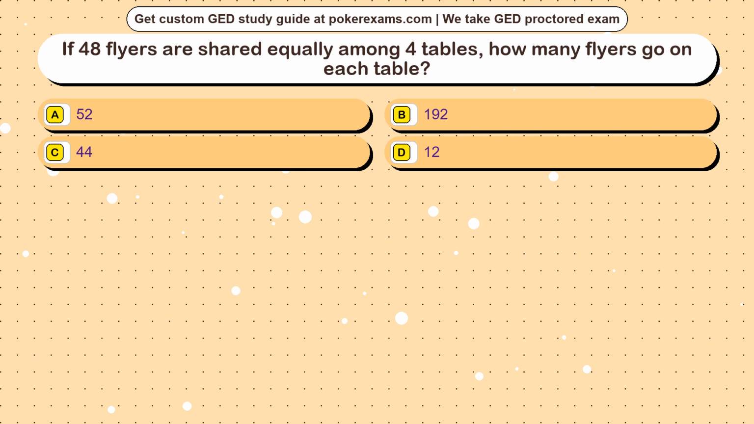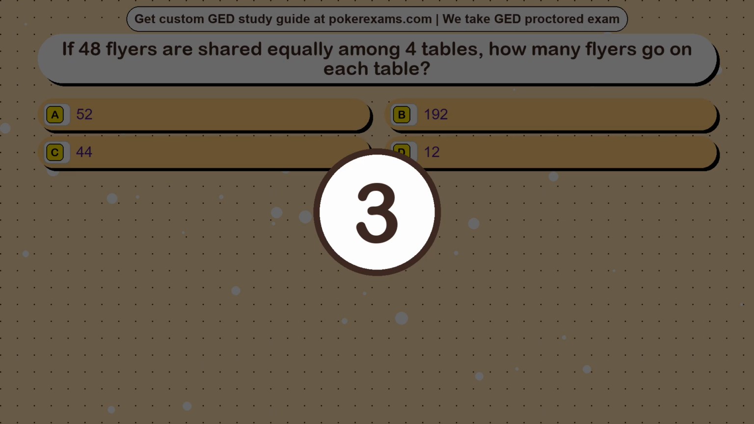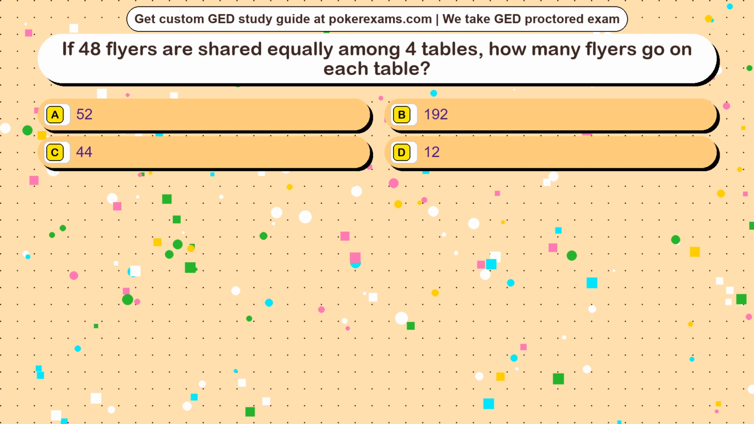Question 5. If 48 flyers are shared equally among 4 tables, how many flyers go on each table? Option A, 52. Option B, 192. Option C, 44. Option D, 12. The correct answer is option.